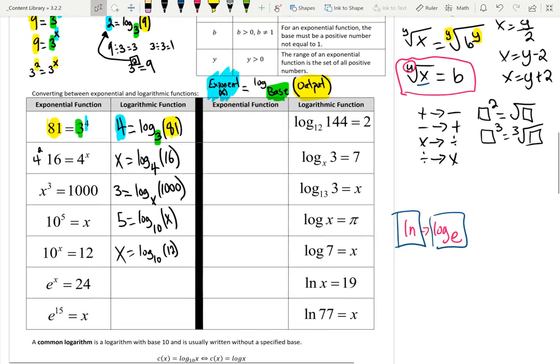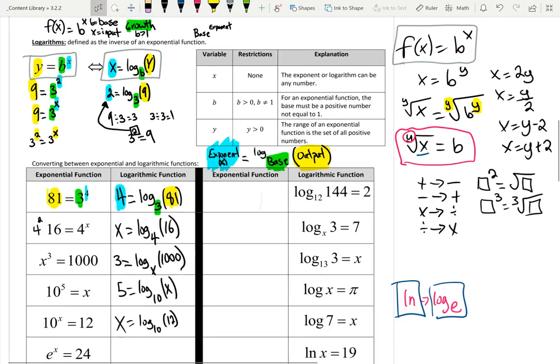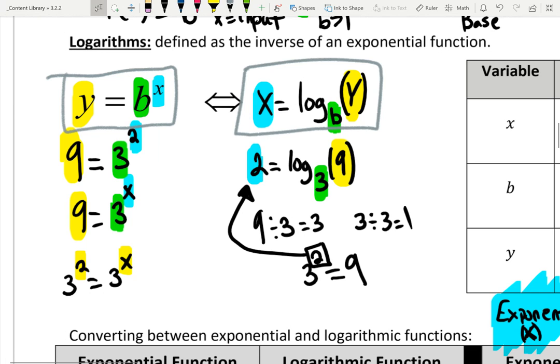The biggest thing I've got to remember, to get me started, is that I know it's going to be base to an exponent is equal to my output. And I can write it either way. I can write it as y equals b to the x, and I can also write it as b to the x equal to y. I actually prefer to write it like this.